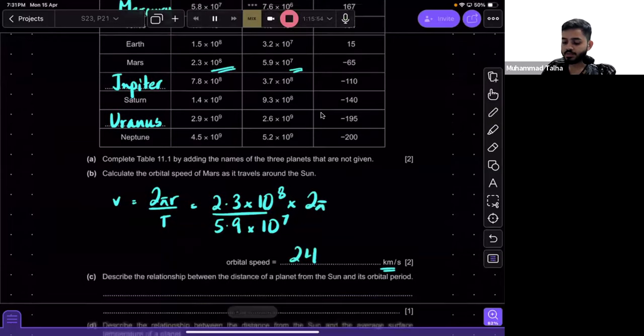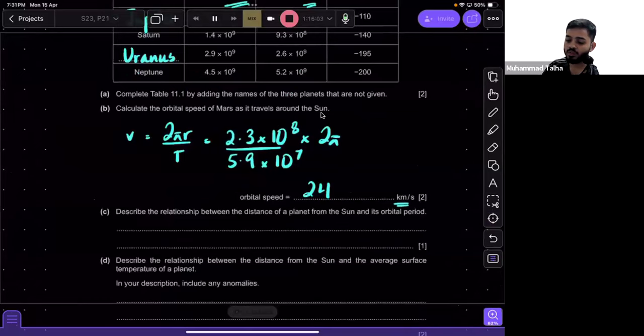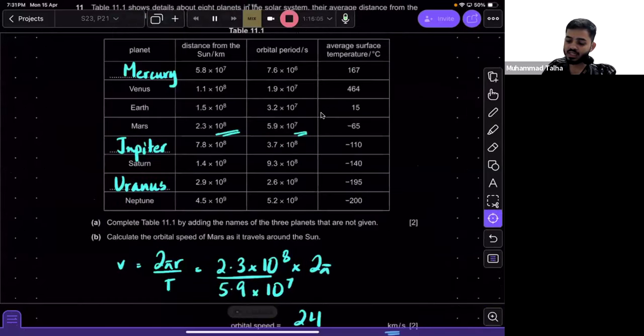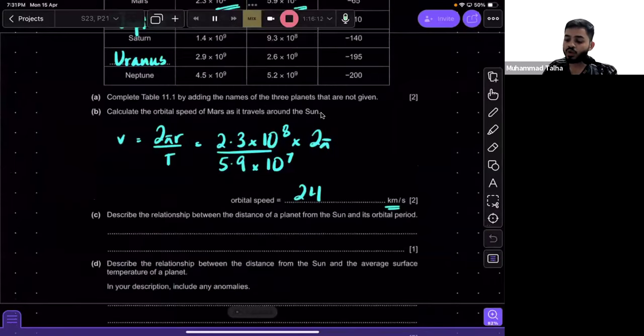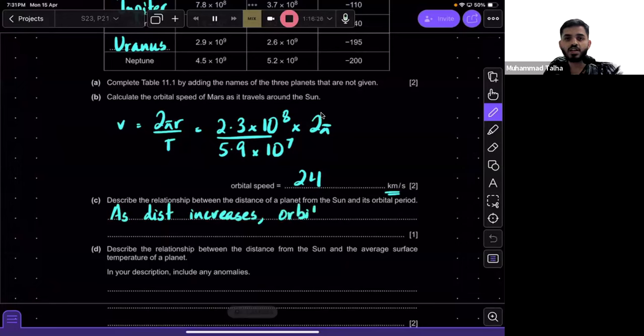Part C, describe the relationship between the distance of a planet from the sun and its orbital period. So with the distance and the orbital period, we can see that as distance increases, orbital period is also increasing. Right now, we don't have to write down the relationship. So you can just say that as distance increases, orbital period also increases.